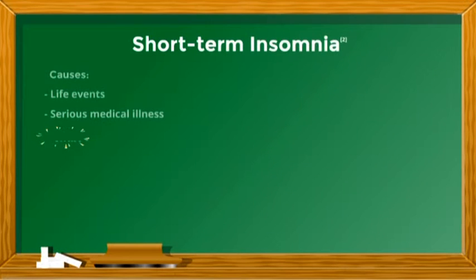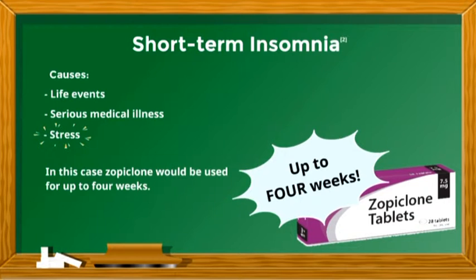The last type of insomnia is short-term insomnia. It's probably the most common type. It's insomnia induced by stress, which is what Xavier is suffering from, emotional events such as death or trauma, and can also be an effect of a serious medical illness. In this case, Zopiclone would be used for up to 4 weeks.